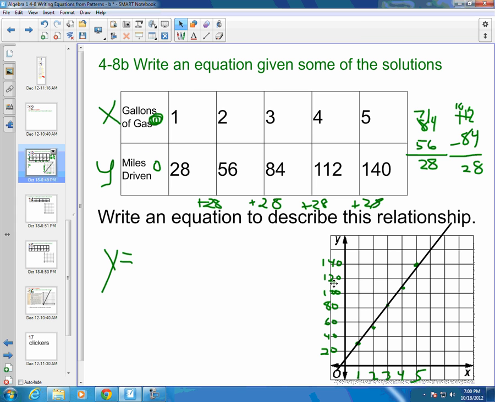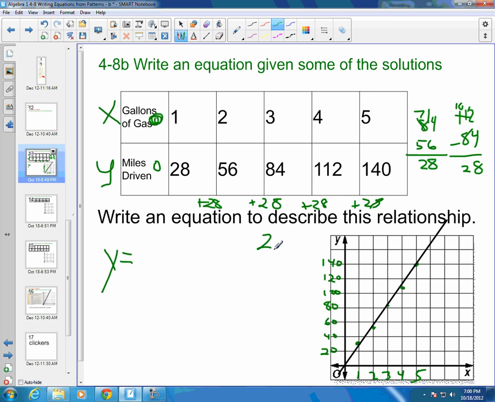So maybe my line's off just a little bit. Maybe my line should be going through the origin. There we go. So maybe that's a little bit better of a line here. Because I did, in fact, go through the point 0, 0. And then I'm going up 28, up 28, up 28, up 28. So is 28 times 5 actually equal to 140? That would be my next thing to look at.